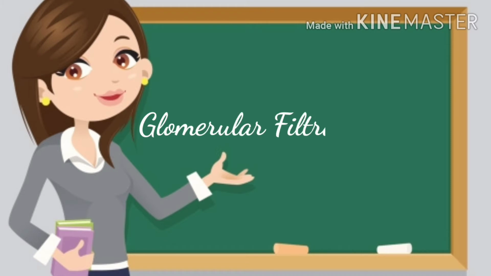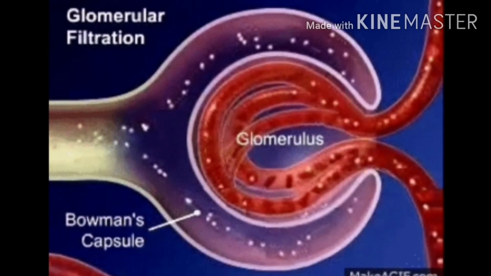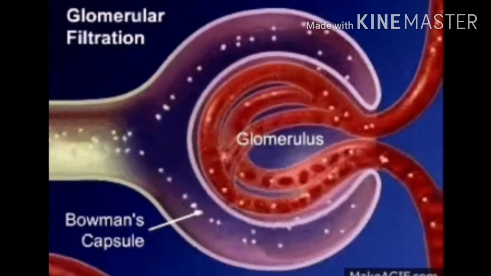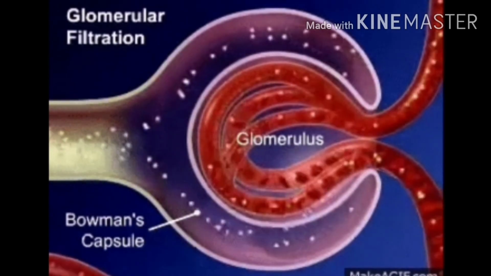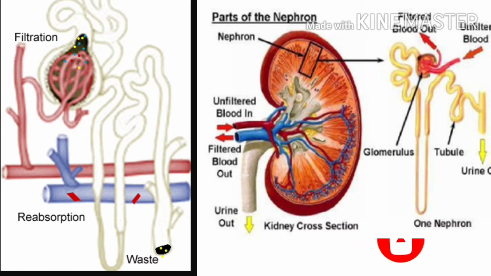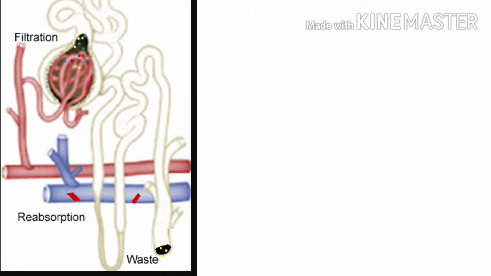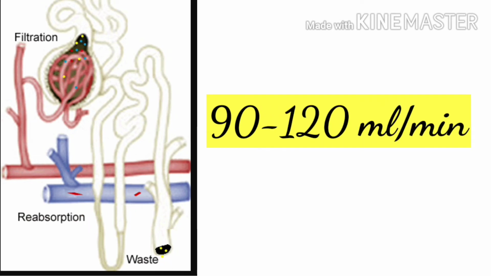Next comes the glomerular filtration rate. Glomerular filtration is the amount of blood filtered by the glomerulus per minute. Glomerulus is a part of the nephron, and nephron is the functional part of the kidney. Normally, glomerular filtration rate is 90 to 120 milliliters per minute. That is, per minute, approximately 90 to 120 ml of blood is filtered by the glomerulus.